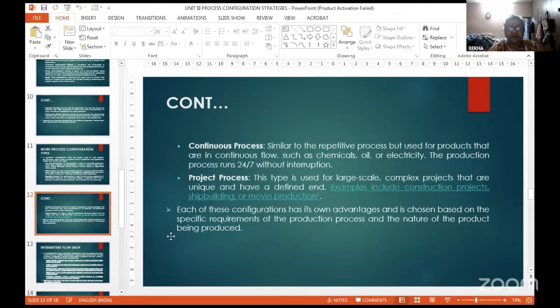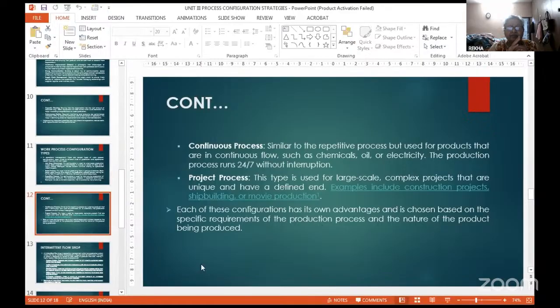Then you have continuous process, similar to a repetitive process, but used for products that are in continuous flow, such as chemicals, oil, or electricity. The production process runs 24/7 without interruption. Then you have project process. So one project which has a definite start and a definite end. What are the different activities that have to be identified? How much time will it require to complete that activity? What will be the sequence? So this is a project process.